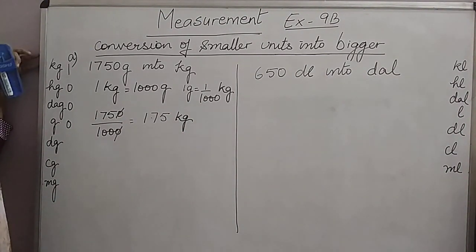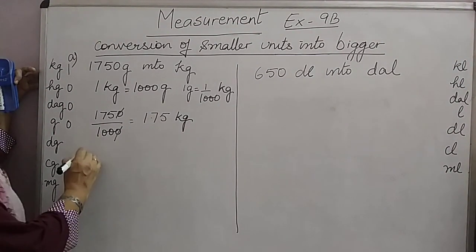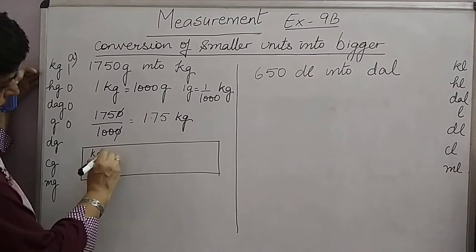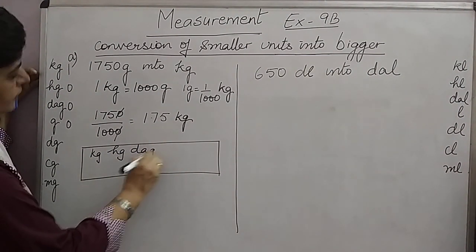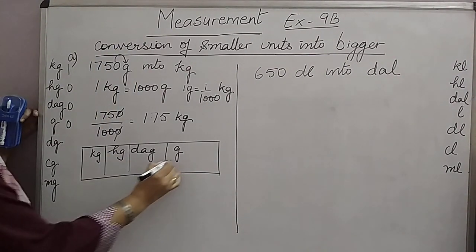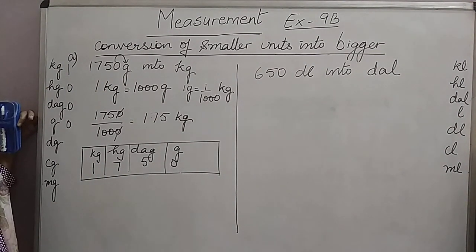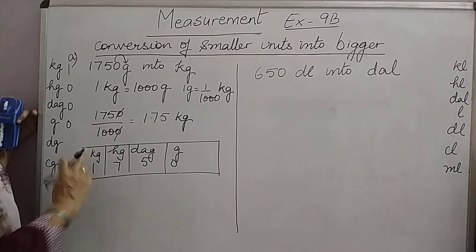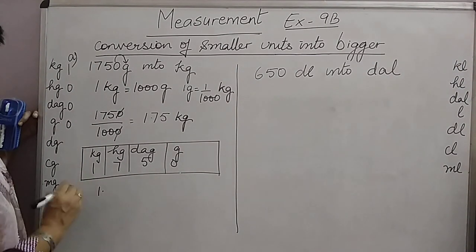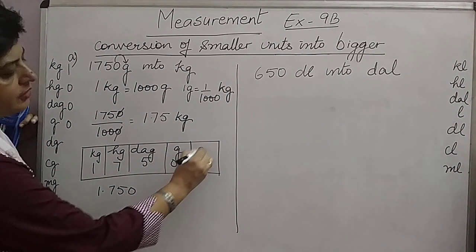Alternatively, I told you that we can even find the value by putting the values in the place value chart. So we'll make a box. And gram. Now the 0 will come in grams box, 5 in DAG, 7 in HG and 1 in kg's box. And we are to convert it into kg. So we'll write the digit in the kg box and after that we'll put a decimal and write the remaining digits.